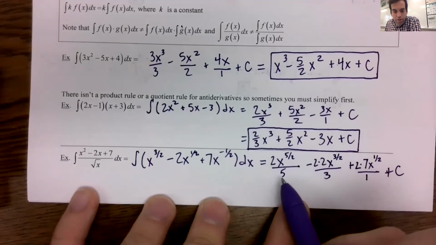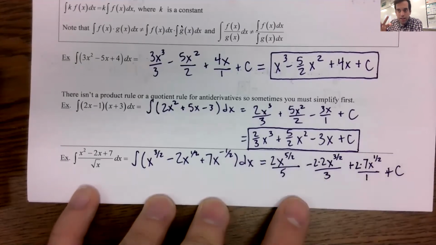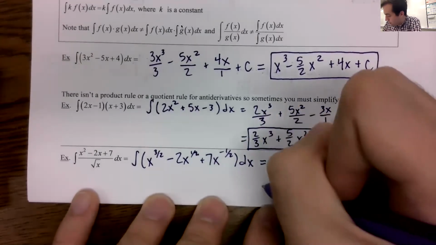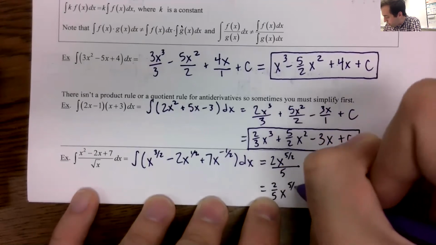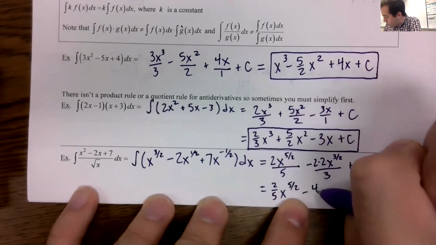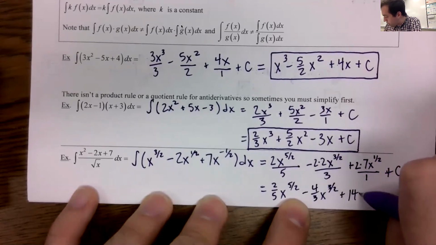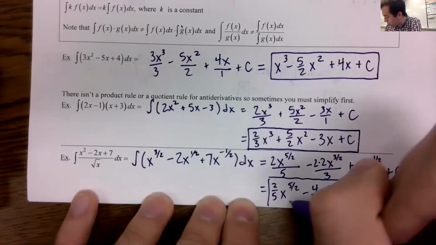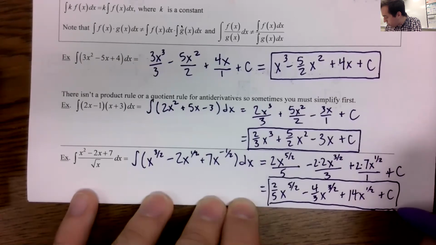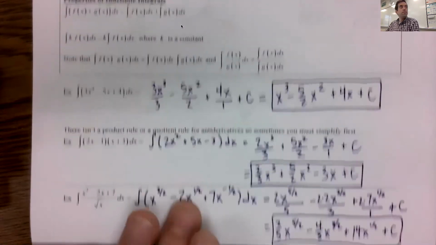So if I'm dividing by a fraction, I'd put the numerator on the bottom and the denominator on the top, right? That's how I'm kind of like flipping and multiplying. And I'm going to end up with a simplified version here, 2/5 x to the 5 halves minus 4/3 x to the 3 halves plus 14x to the 1/2 plus c. All right, so a little bit uglier, but that's a perfectly fair integral. All right, we got a few more examples to look at here, so let's keep going.